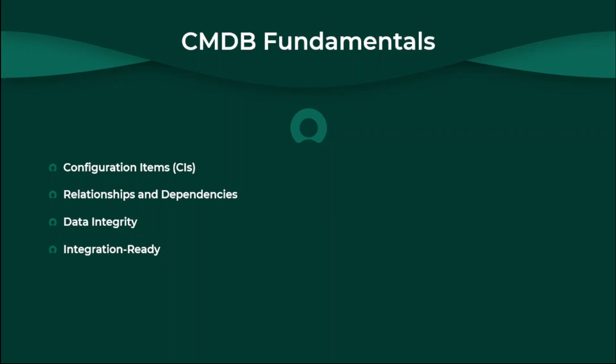Let's begin with the basics. Configuration items. The CMDB stores configuration items, or CIs. These are individual components like servers, routers, applications, cloud resources, and more. Relationships and dependencies. CMDB does not just store items, it also records how they are connected, such as which application runs on which server or which service depends on which database.